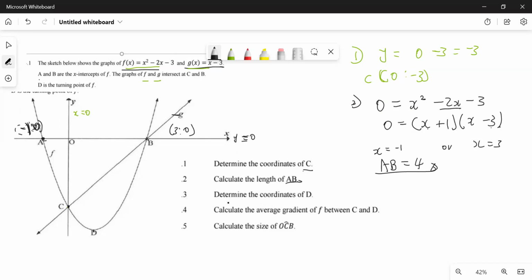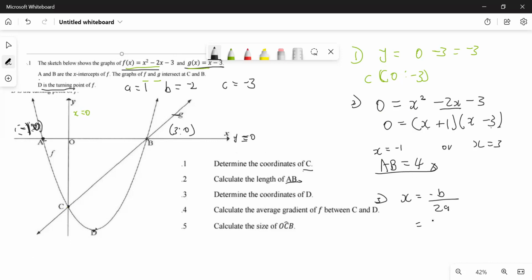Now we need to go to number 3. They say determine the coordinates of D. Let's check what is happening here at D. They said D is the turning point. Now, how do you determine the turning point? You determine the turning point by using the formula that says x is going to be minus b all over 2a. Now you can ask, what is a, what is b, what is c? a is 1, b is equal to minus 2, and c is going to be minus 3.